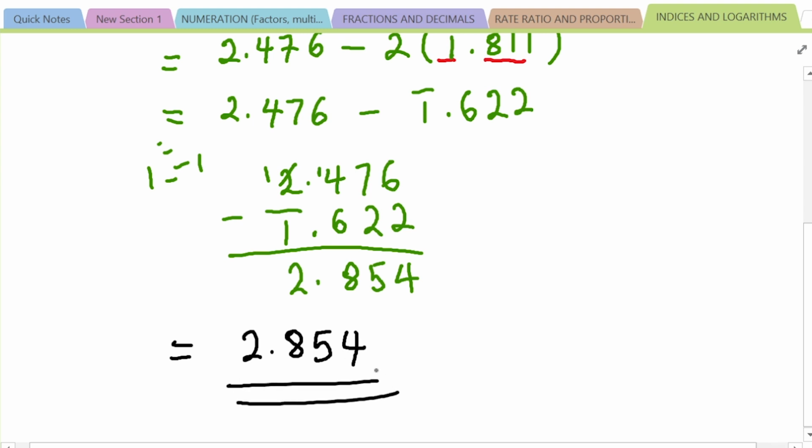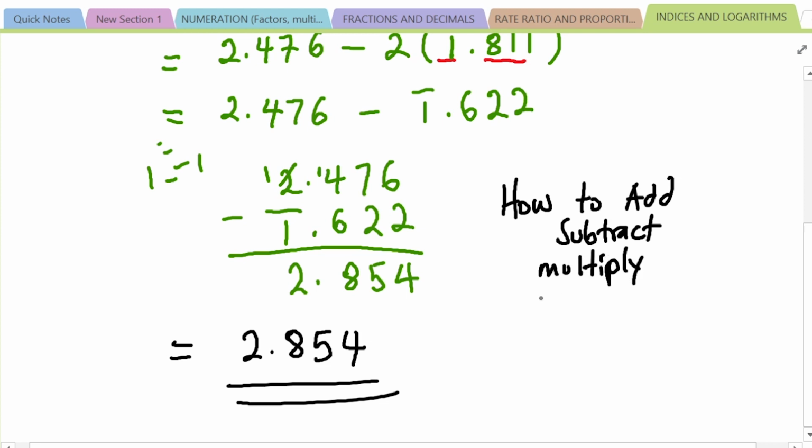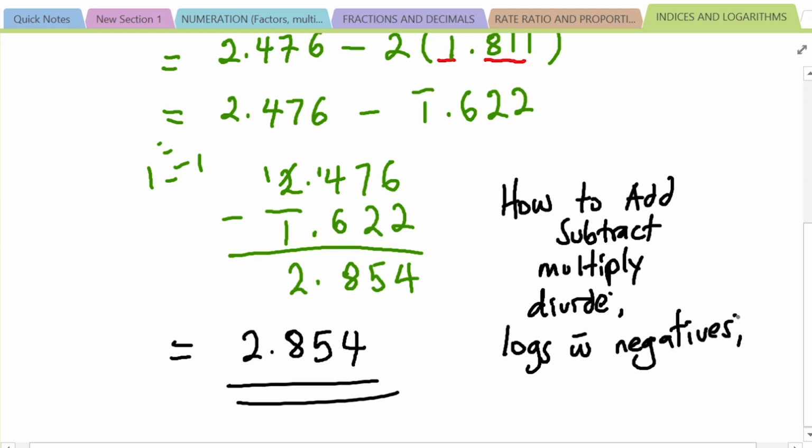So our answer here is 2.854. Now, for some of you that might be confused about how I'm arriving at that answer, I have a video on the mantissa, how to add, subtract, multiply, and divide logs with negatives. Yes, I have that video. I'm going to leave a link to that video in the video description below.